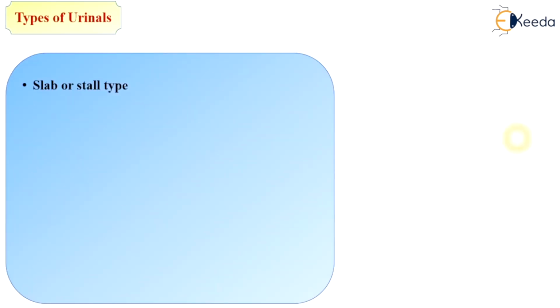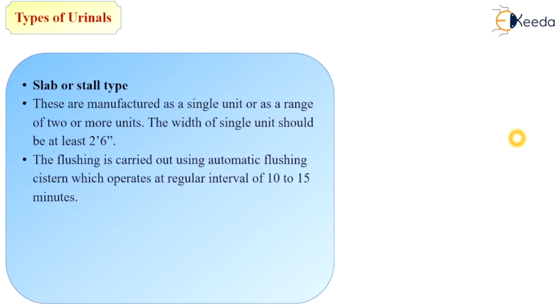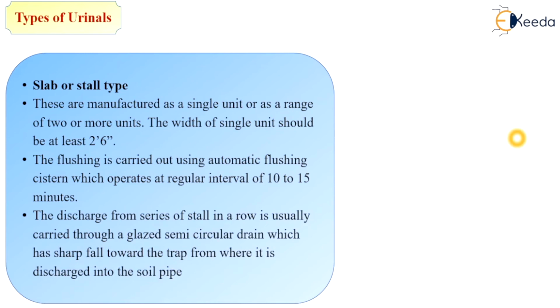Next type is slab or stall type urinal. These are manufactured as a single unit or as a range of two or more units. The width of a single should be at least 2 feet 6 inches. The flushing is carried out using an automatic flushing system, which will operate at regular intervals of 10 to 15 minutes. The discharge from a series of stalls in a row is usually carried through a glazed semicircular drain which has a sharp fall towards the trap, from where it is discharged into the soil pipe.